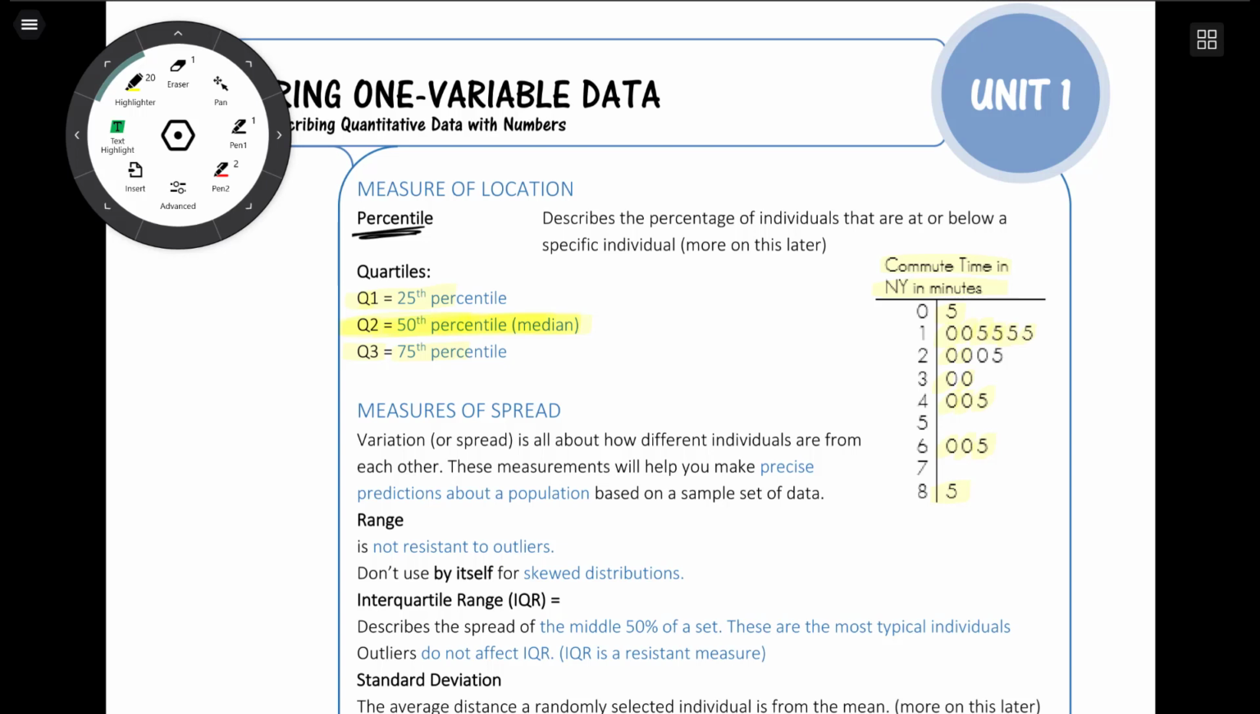And now we're left with 2 individual values. The people with 20 minutes and 25 minutes are our middle 2. So our median, in this case, is going to be the halfway point between those, and that's 22.5. That's our median commute time, in minutes.